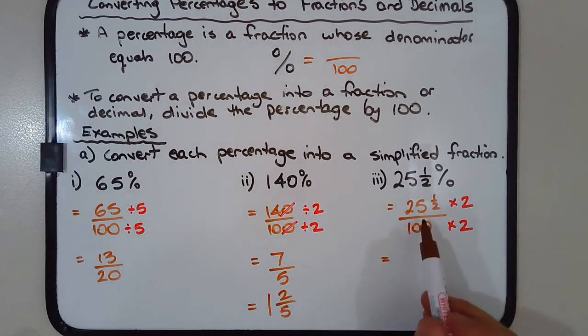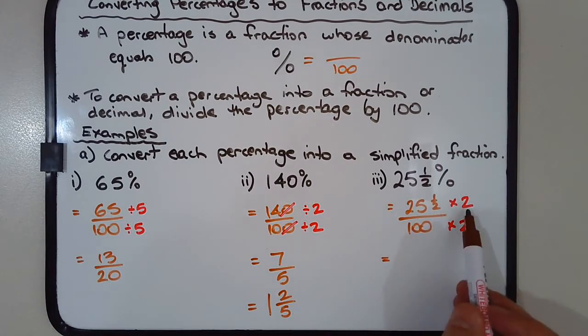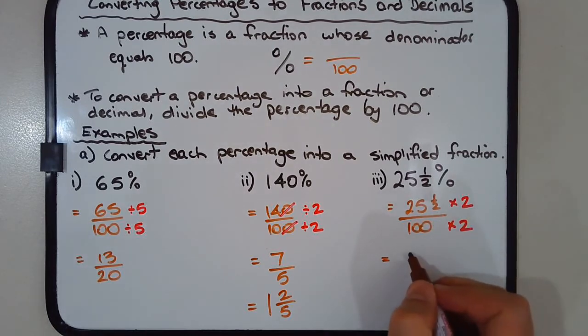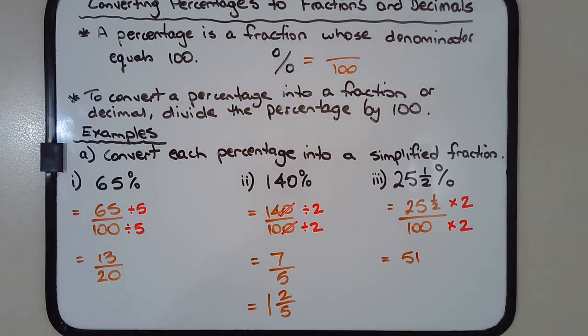So 25.5 times 2 is 51, and 100 times 2 is 200. And that's a simplified fraction. 51 and 200 don't have any factors in common.